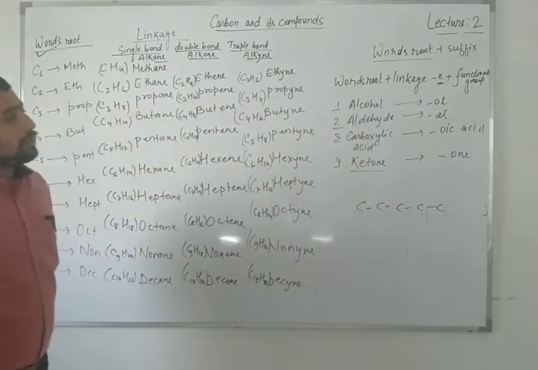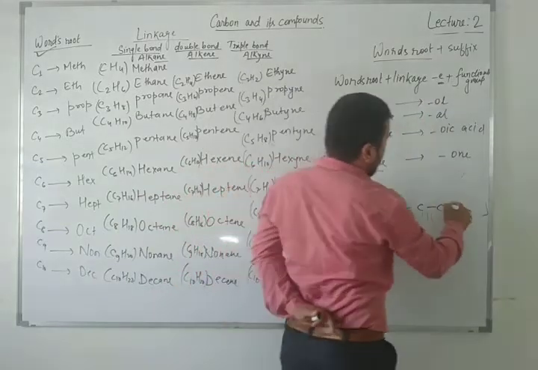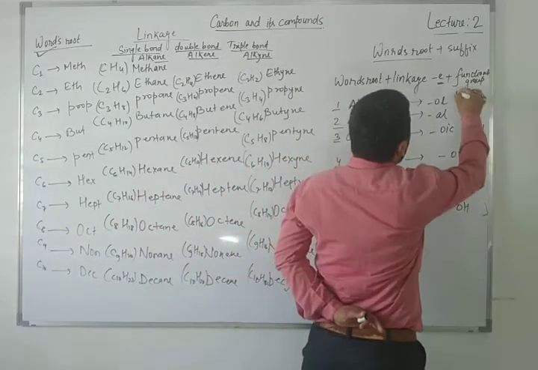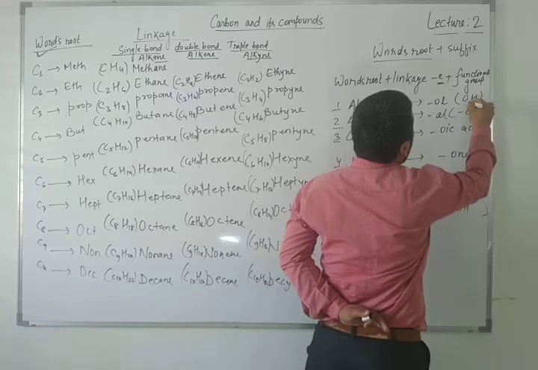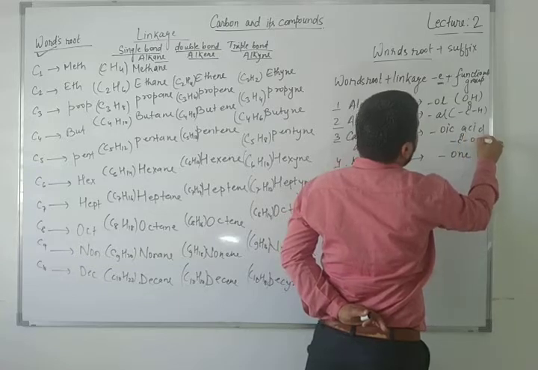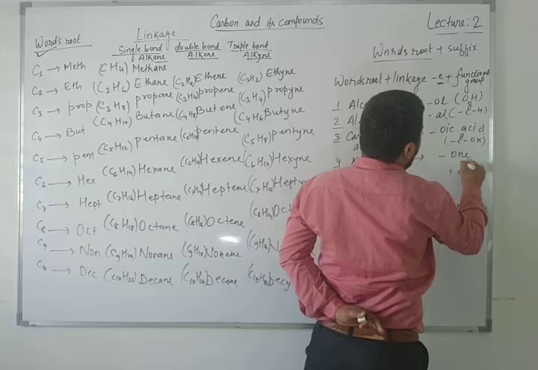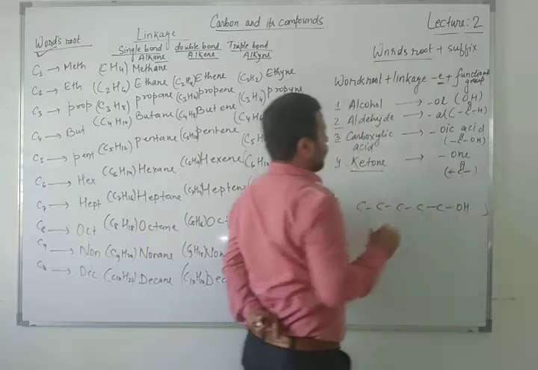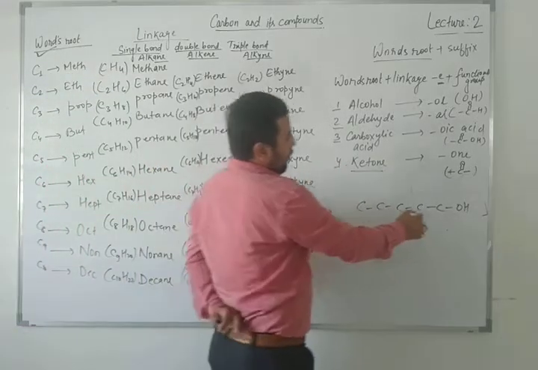And I have said pentanol and so on. Alcohol is represented as OH, aldehyde as CHO, carboxylic acid as COOH, and a C double bonded to O with bonds on both sides is called ketone. So if this type of functional group is added, it is pentanone.